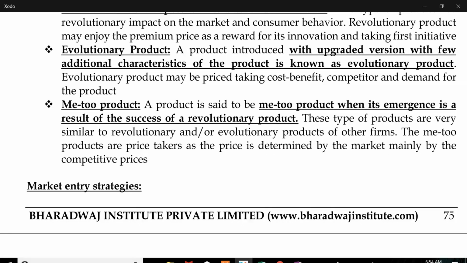Okay. Any idea what the market entry strategies are? You could have learnt in economics. When you introduce a new product, there are 2 types of pricing strategy. Do you remember them? Skimming and penetration. What is skimming pricing? Starting with a high price and then keep reducing the price. Any example of skimming pricing?